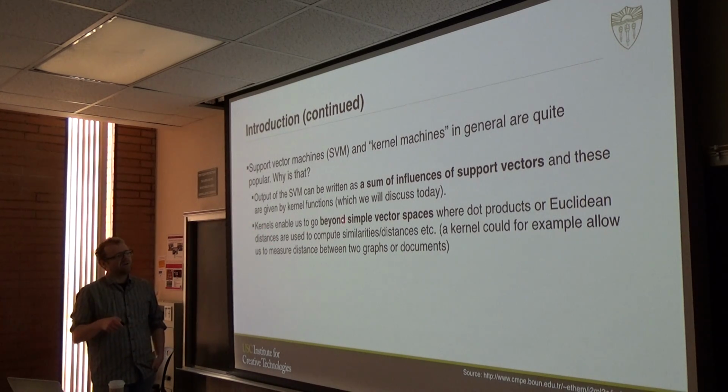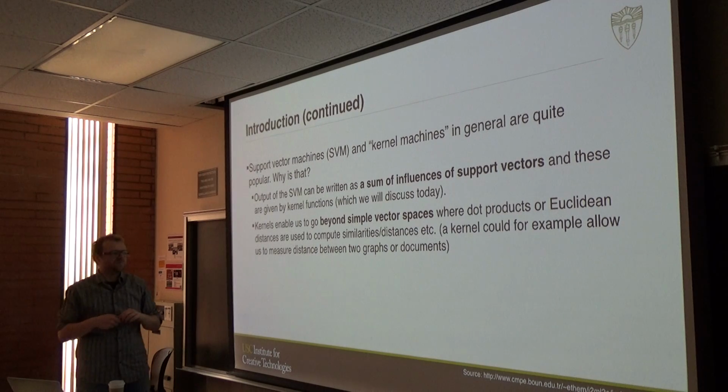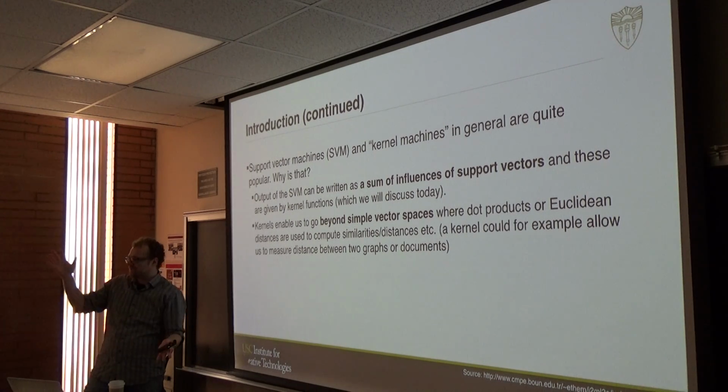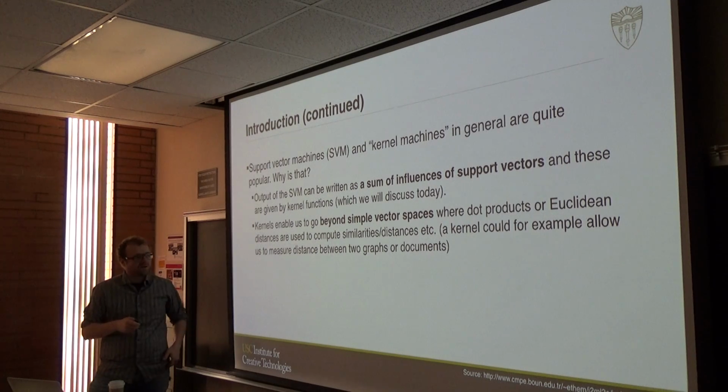Kernels now will allow us to go beyond simple vector spaces, like beyond linear separation or Euclidean distances. They can allow us to compute similarities in very high dimensional spaces very efficiently. So I can have a 1,000,000 dimensional space, and I don't have to calculate the distance or the similarity of data points in that 1,000,000 dimensional space if I have a very smart and good predefined kernel. So for example, we can have kernels that measure distances between graphs or documents.